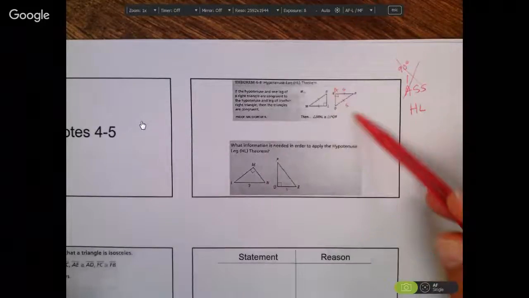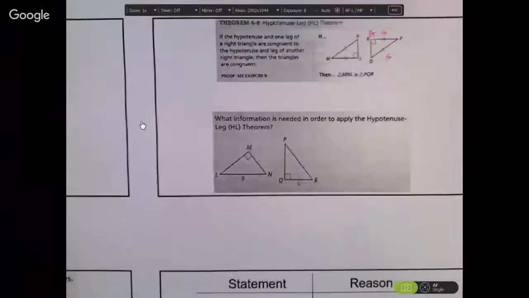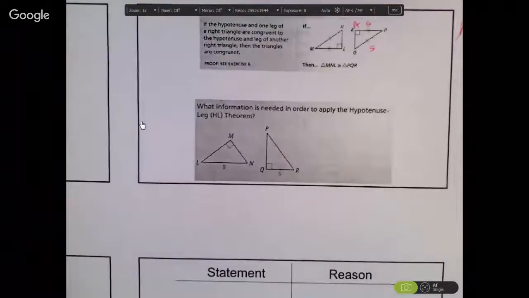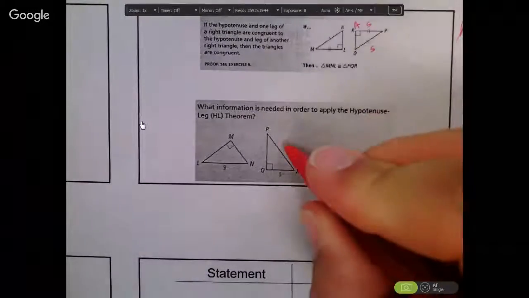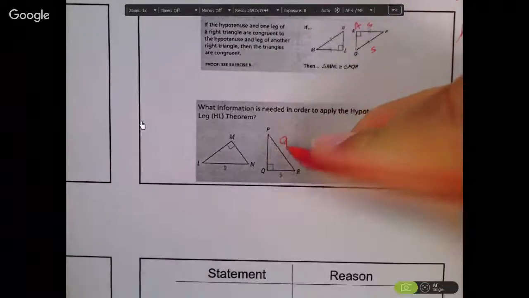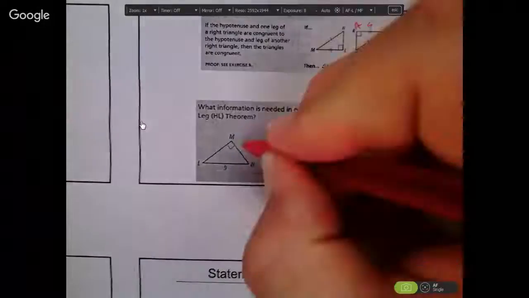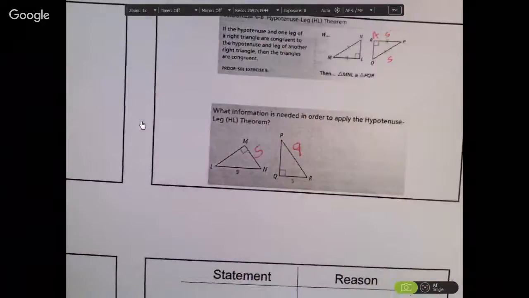Yeah, it's still angle side side in this case, but okay. The next question says, what information would we need to do hypotenuse leg? The length of the R and then the N. Okay, we would need to know that this is what? 9. Do you see the numbers on there? And we'd also need to know that what? M to N is 5. And that this is 5. Or S, I can't tell. Yeah, well, I think it's a number.